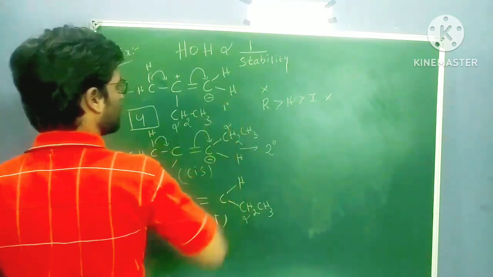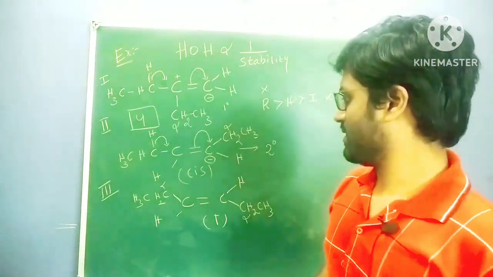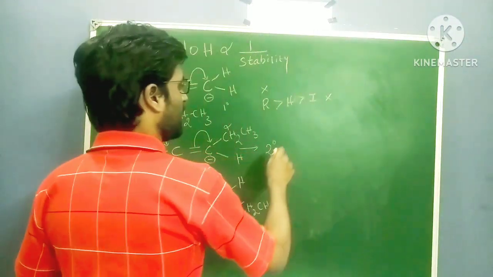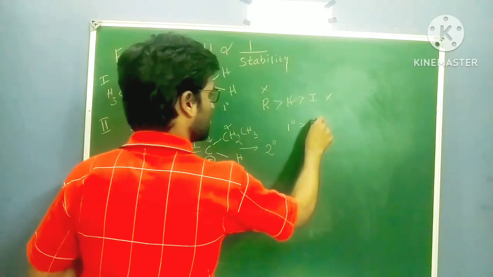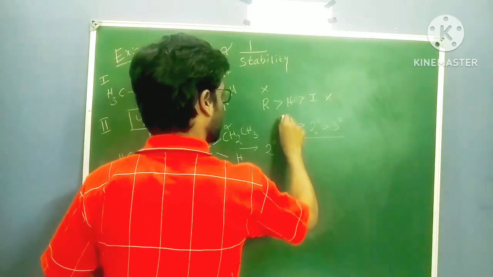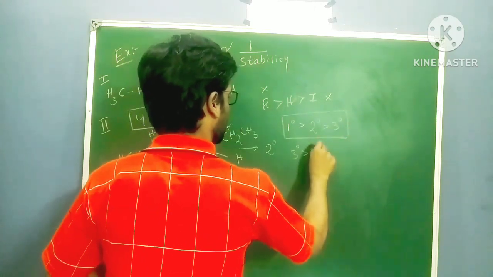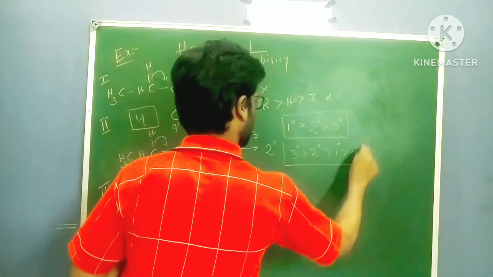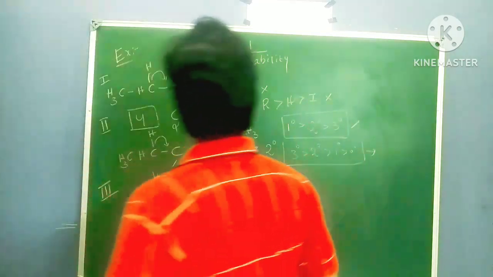So primary carbanion. In carbanion, as we have seen in the last class, the stability order is: primary carbanion is more stable than secondary, and secondary carbanion is more stable than tertiary. This is the order for carbanion. For carbocation it is tertiary, secondary, primary, 0 degree. So this is for the carbocation, and this is for the carbanion.